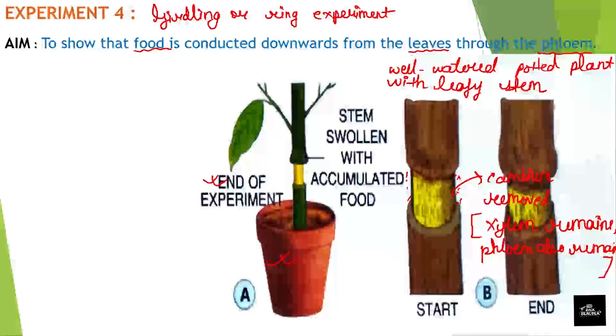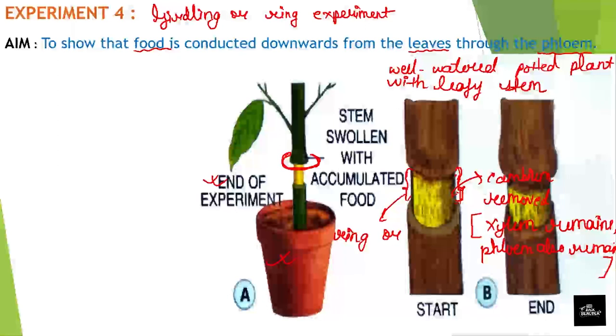After some hours, or you can say after some days, what are we going to observe? We are going to observe this swollen structure here at the top of the girdling. This particular portion from where we cut the cambium is known as the ring or girdle.